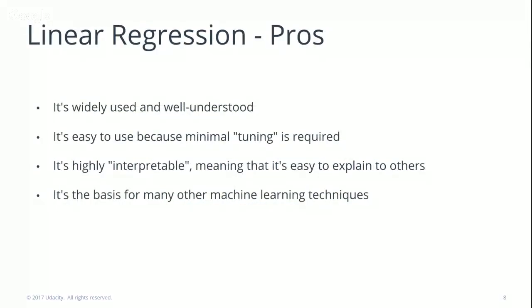So linear regression is pretty widely used and it's pretty well understood. It's easy to use because minimal retuning is required. All you're doing is modifying the values of beta in order to make the line better fit the data. It is highly interpretable, meaning that it's easy to explain to others, and it's the basis for many other machine learning techniques.